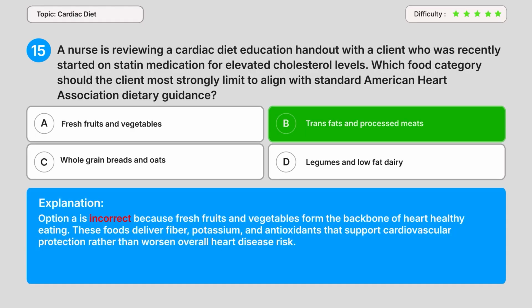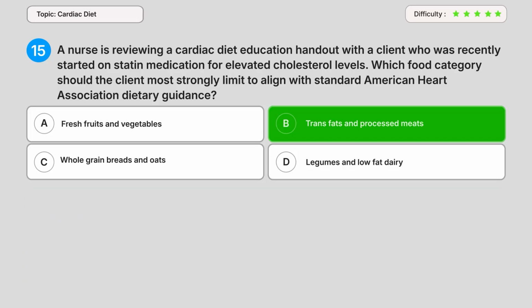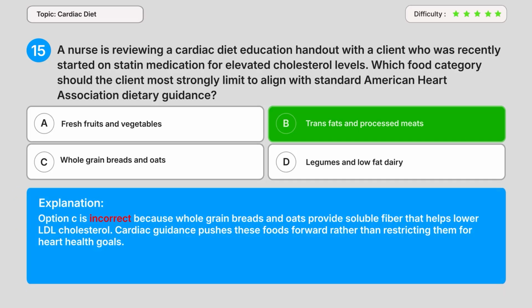Option A is incorrect because fresh fruits and vegetables form the backbone of heart-healthy eating. These foods deliver fibre, potassium, and antioxidants that support cardiovascular protection rather than worsen overall heart disease risk. Option C is incorrect because whole grain breads and oats provide soluble fibre that helps lower LDL cholesterol. Cardiac guidance pushes these foods forward rather than restricting them for heart health goals.